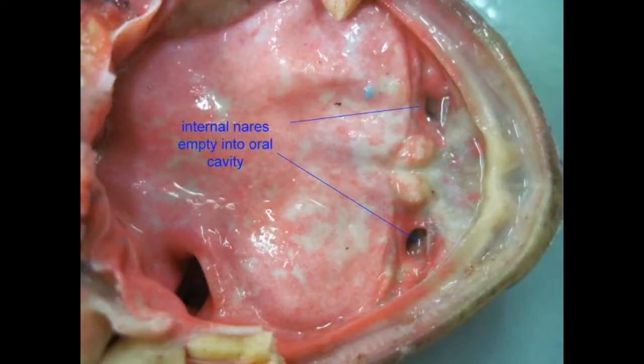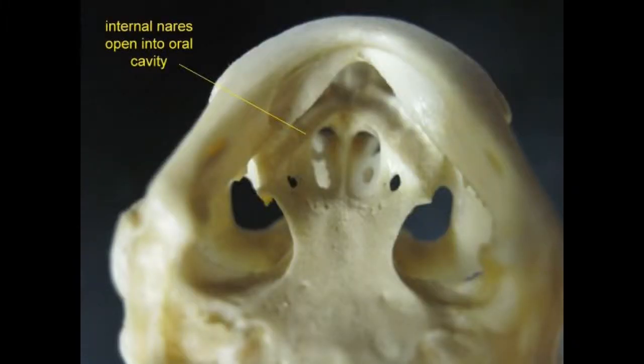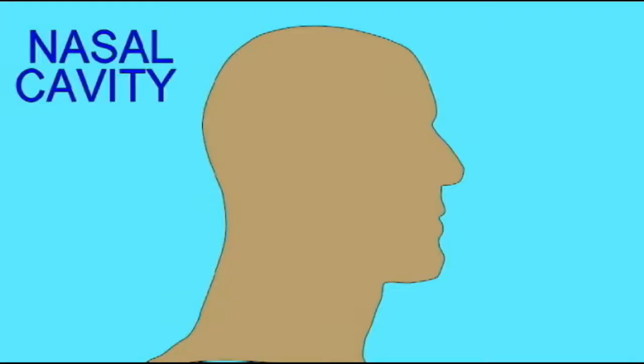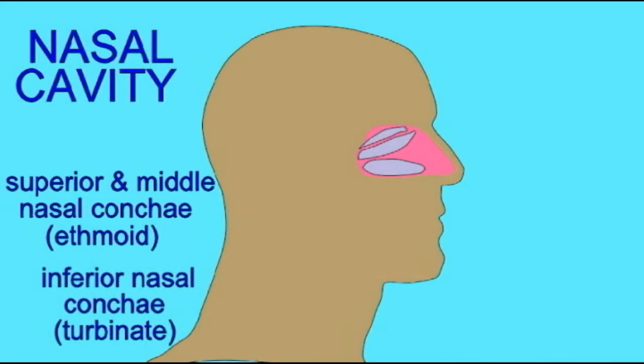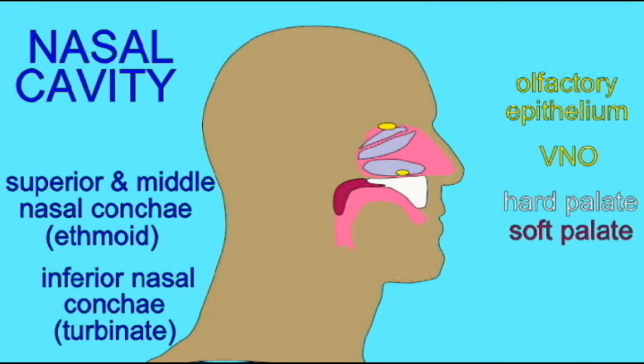Instead of the internal nares emptying into the oral cavity, as it does in frogs and turtles seen here, mammals evolved a secondary palate as the maxillary and palatine bones fused, and then a soft mucous membrane palate posterior to this, which separated the oral and nasal cavities so that they could breathe while their mouths were full.